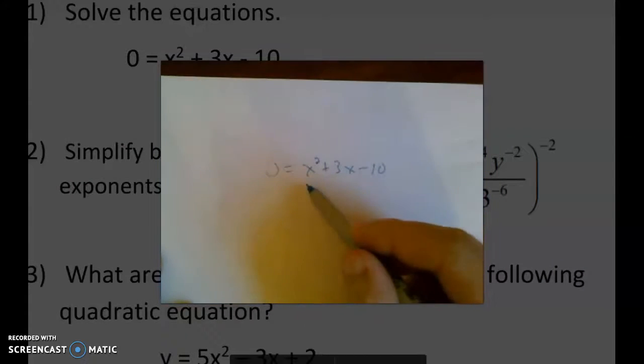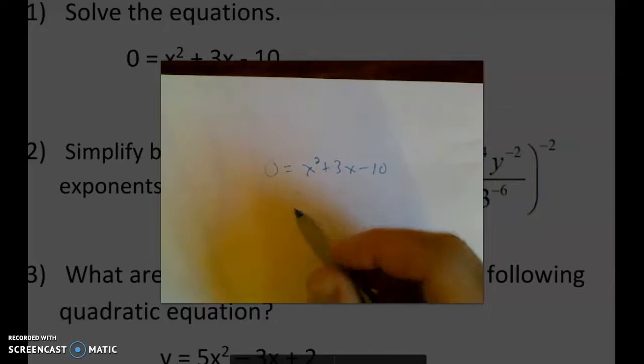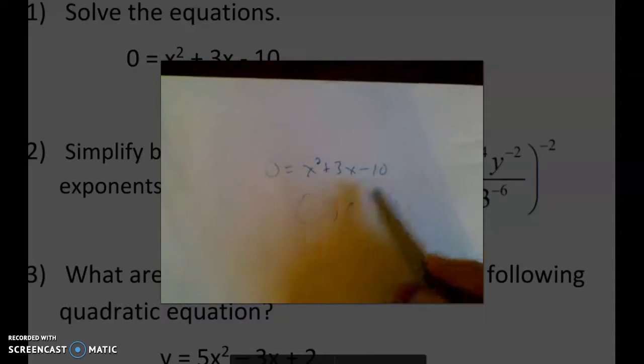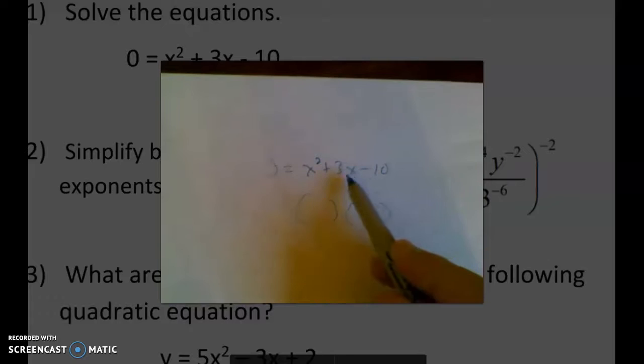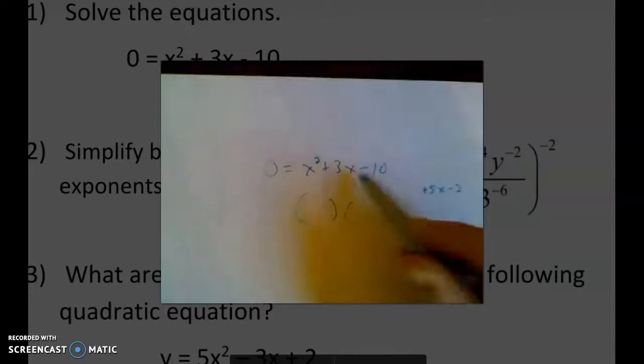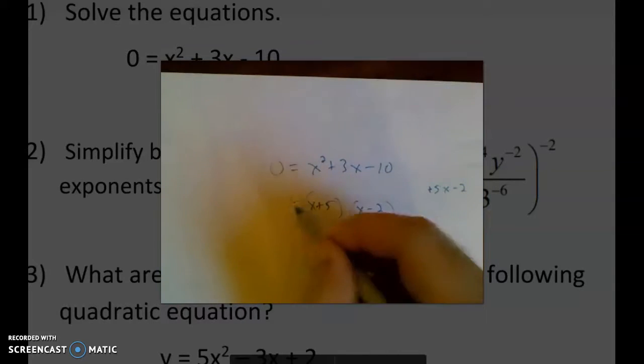I'm going to try and factor this because it's quadratic, the highest power is 2. If I factor it, let's see what two numbers multiply to give me negative 10 and when I add, give me 3. I believe that's going to be positive 5 times negative 2. That gives me negative 10, and when I add them, positive 3. So x plus 5, x minus 2.